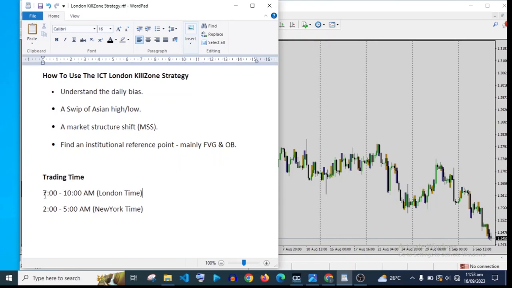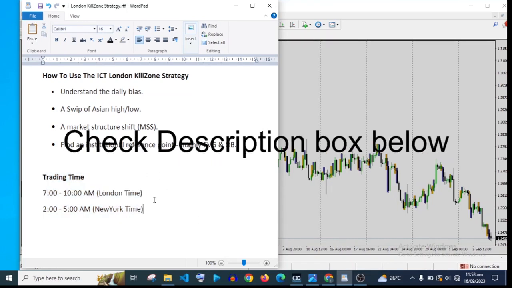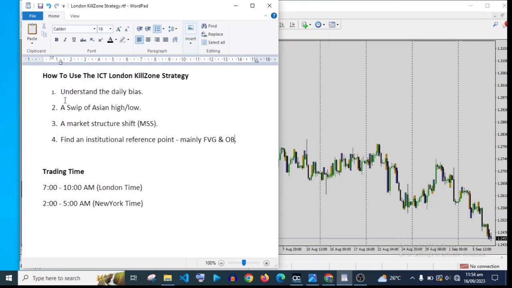Okay, so let's continue. Now we have clarified when to come to the market. I'm going to be showing you guys some indicators you can use to help you map out all these time zones in your chart, though that is not really necessary, but you might want to use it for clarity purposes. So the first thing is to understand the daily bias.